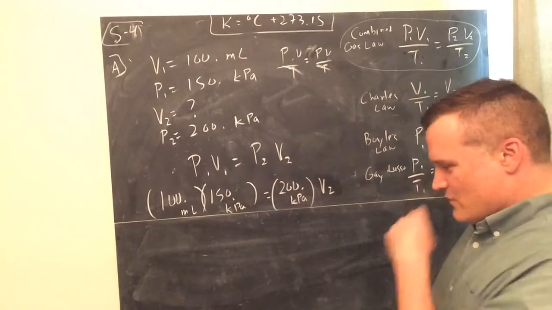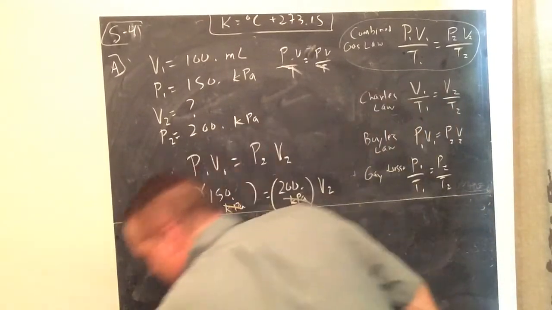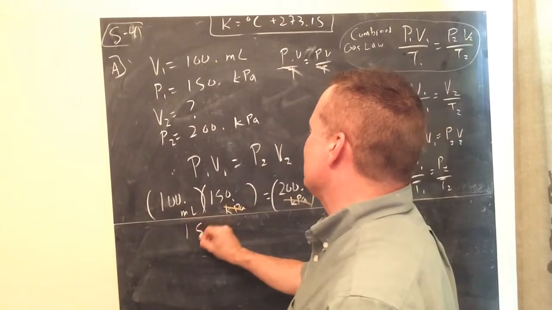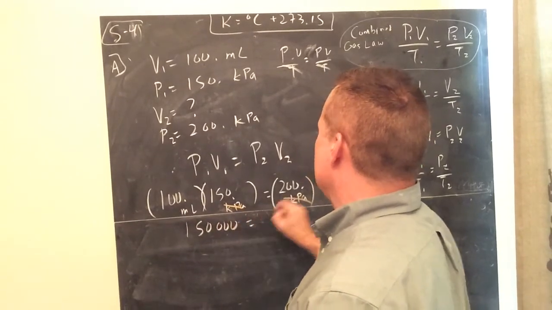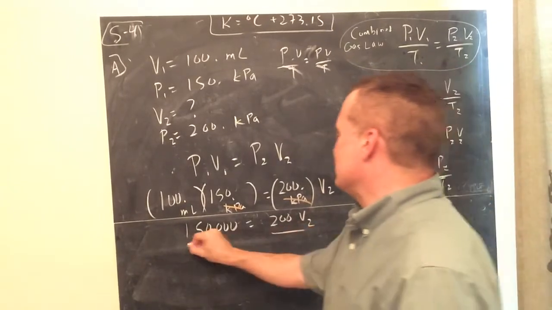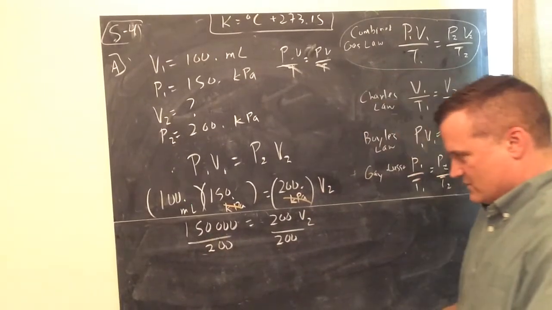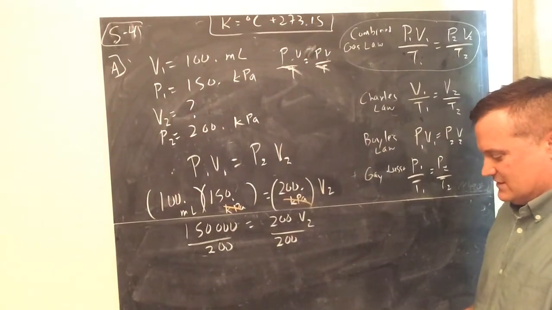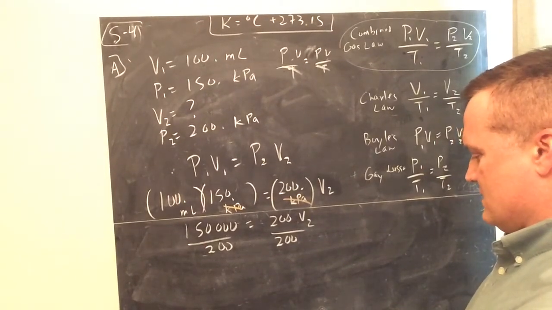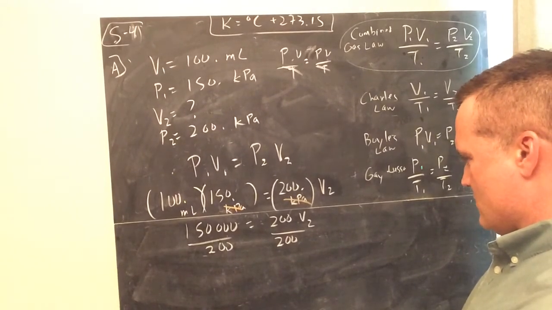Okay. So, as I said, anything you see twice, you can cancel it out. So, kilopascals, it's gone away. And now, 100 times 150 is 150,000. And 200 times V2. So now divide them both by 200. It's a lot easier math on this one. So 150,000 divided by 200 is 750? Is that right? 100 times 150 divided by 200. 75. Wait. 150,000 divided by 200.